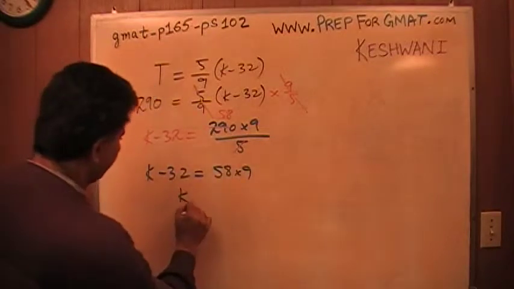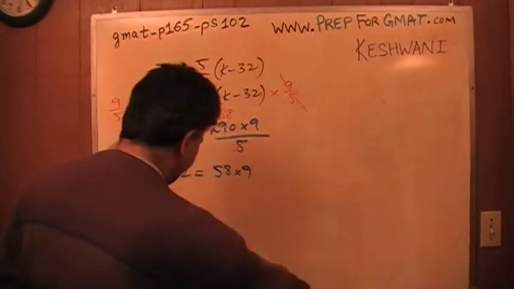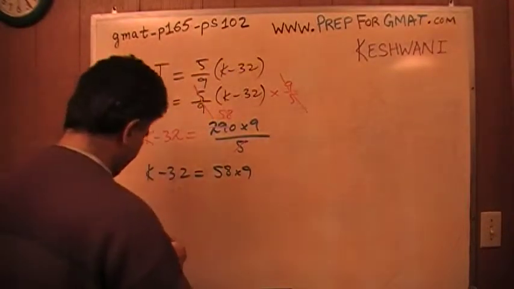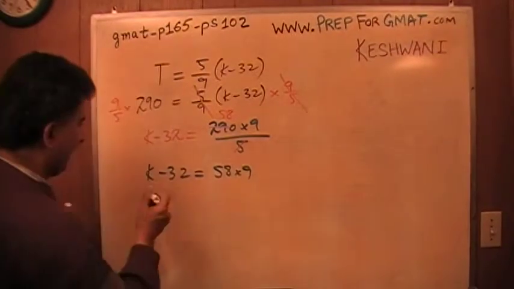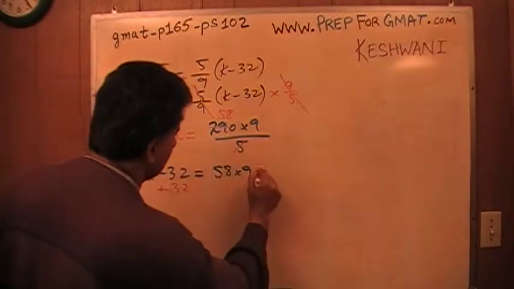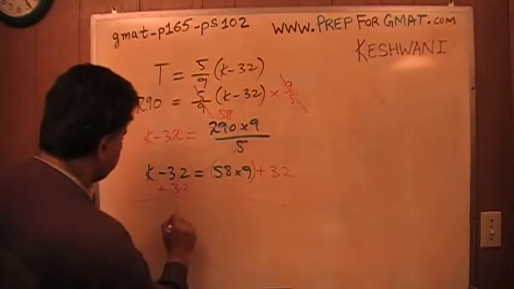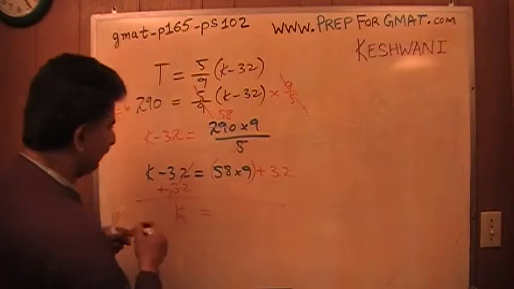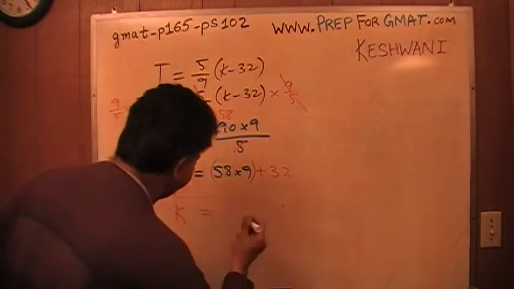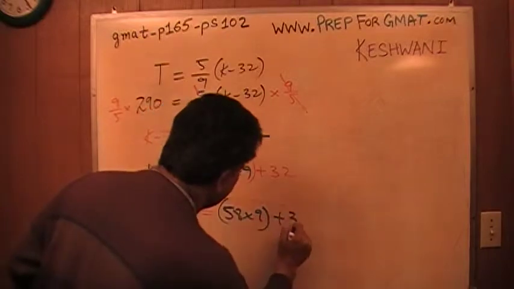So therefore k must equal, if I add, maybe I'm explaining way too much here. If I add 32 to both sides, k equals this quantity right here, 58 times 9 plus 32.